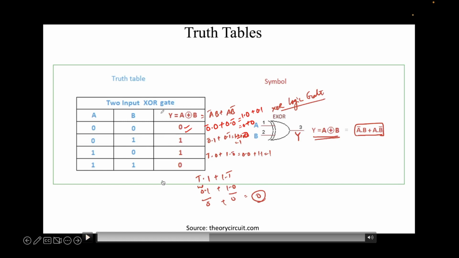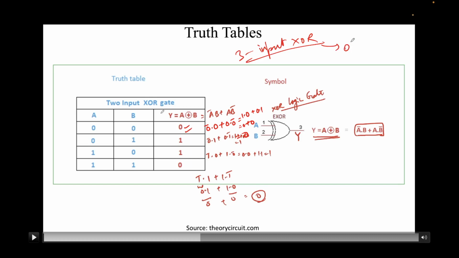There is one thing I should add. So we noted that when only one of the inputs in a 2-input XOR gate is 1, then only the output is 1. What happens when there is a 3-input XOR gate? If there is a 3-input XOR gate, again the output is 1 only when one input is 1. So please remember that. It is exclusive in that sense.